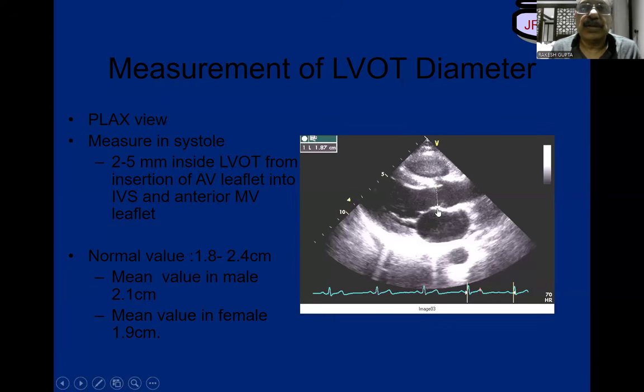Values: 22 for LA, 32 millimeter per meter body surface area for LV, and the aorta is almost 15 to 26 millimeter in size. It's not index based as far as adults are concerned.